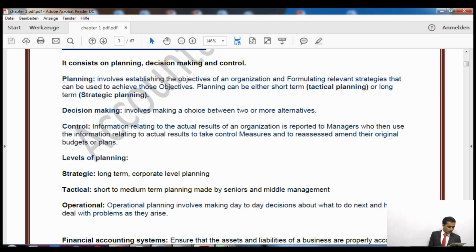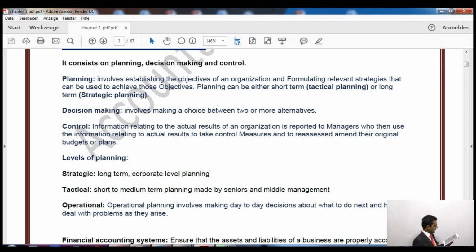Now, to be frank with you, planning, decision making, and control, if we add costing to these three, that is our whole syllabus literally. Basically our syllabus is costing, planning, decision making, and control. That is our F2 syllabus. Right? So let's move to our process of decision making. Now, what is the process of decision making? Planning, decision making, and control.